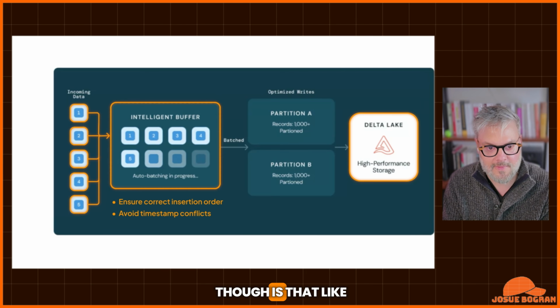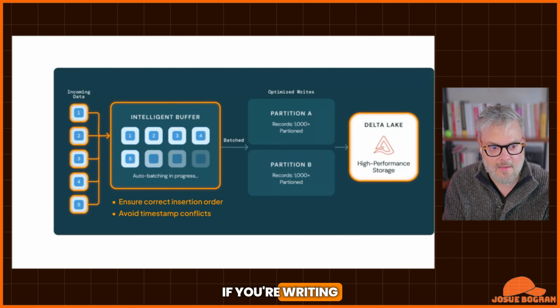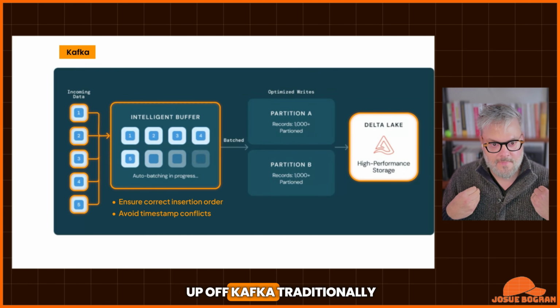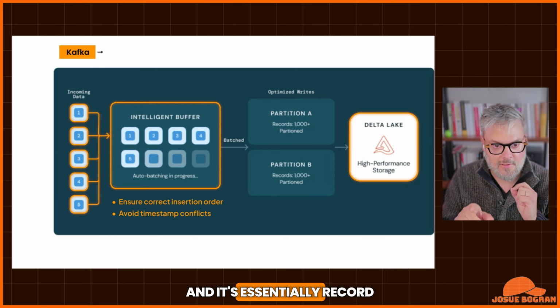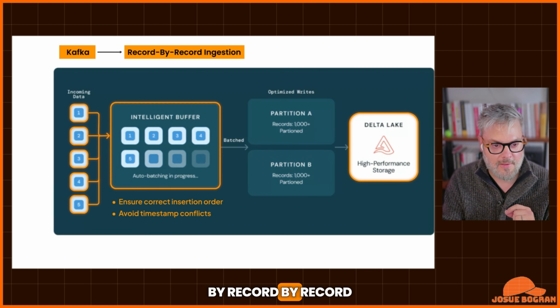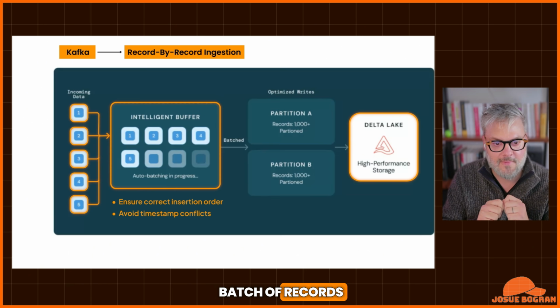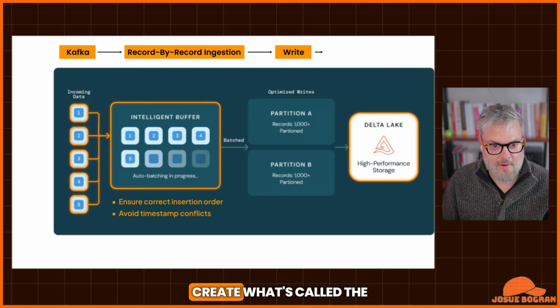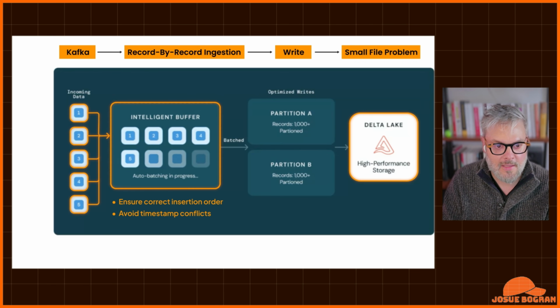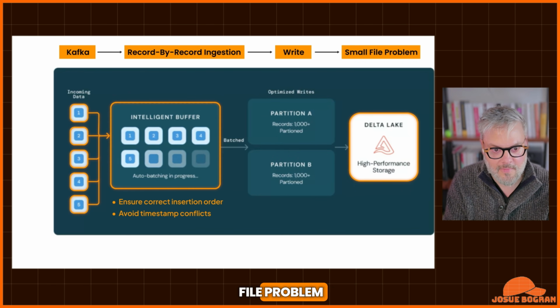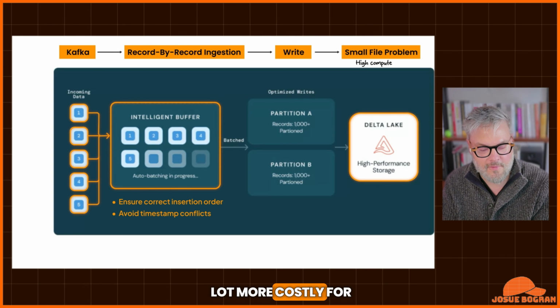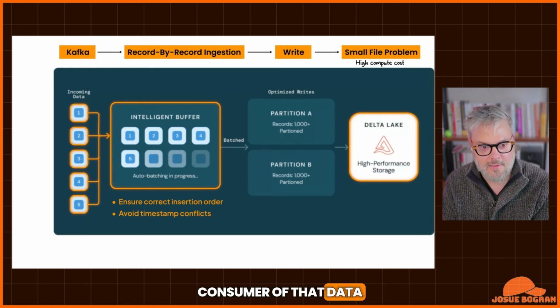But the big thing though is that if you're reading off of Kafka traditionally, it's essentially record by record by record. If I take each individual record or a very small batch of records and I write it, I'm going to essentially create what's called the small file problem. And so the small file problem means that it's a lot more costly for your downstream consumer of that data to go and read that.